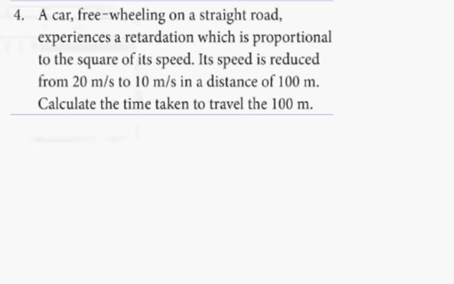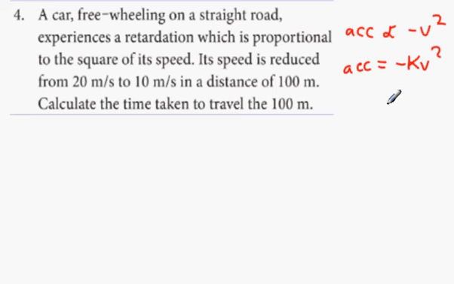Okay guys, it's number 4. A car freewheeling on a straight road experiences a retardation or deceleration which is proportional to the square root of its speed. Acceleration is proportional to minus v squared. This means your acceleration equals minus kv squared. k is some constant that makes it equal. It's proportional to minus v squared but doesn't equal minus v squared, so you need k in there.